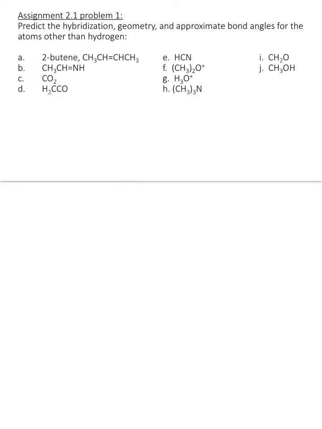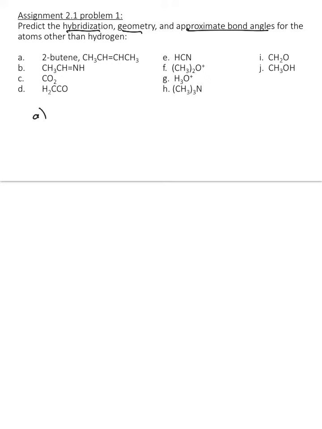Okay, the first problem, you need to predict the hybridization, geometry, and approximate bond angles for atoms other than hydrogen. So the first thing you have to do is draw your correct Lewis structure.